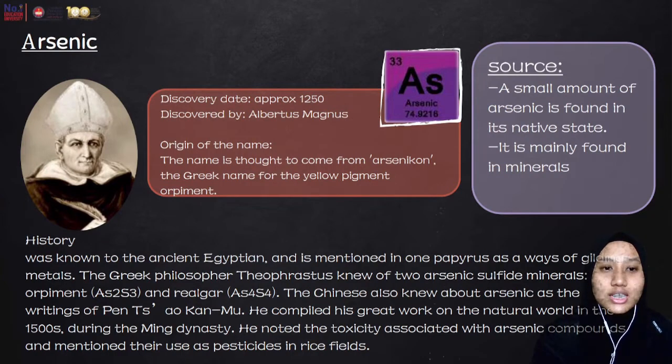The history of arsenic: arsenic was known to the ancient Egyptians and is mentioned in one papyrus as a way of colouring metal. The Greek philosopher Theophrastus knew of two arsenic sulfide minerals, which are orpiment and realgar. The Chinese also knew about arsenic, as in the writing of Li Shizhen, who compiled his great work on the natural world in the 1500s during the Ming Dynasty. He noted the toxicity associated with arsenic compounds and mentioned their use as pesticide in rice fields.